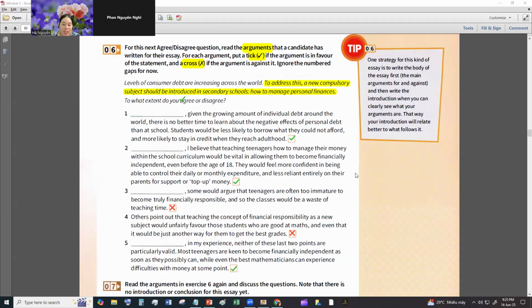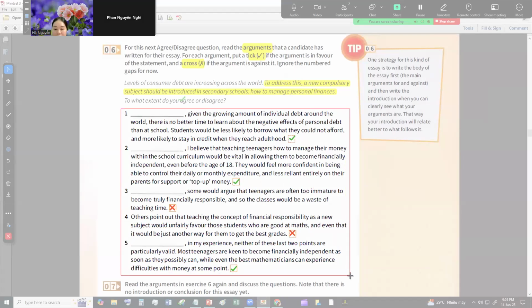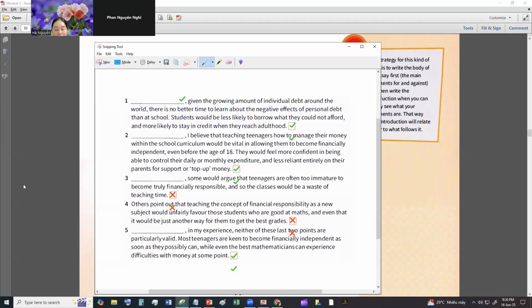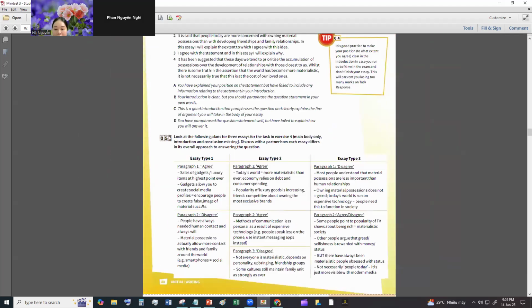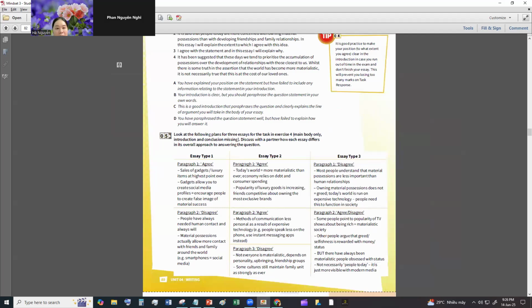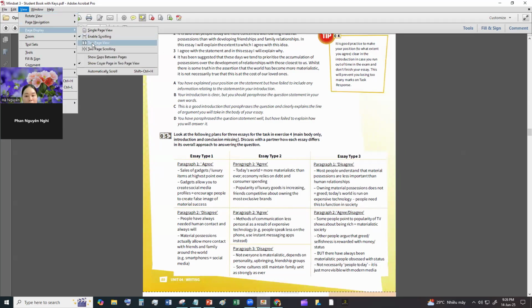So do you see something familiar? What plan is this? Okay, just remember plan 1, type 1, type 2, type 3. So if you have to group the ideas into the types, essay type 1, essay type 2, essay type 3, which type would you group? Okay, so I'll just copy this and I'll delete everything on the screen and view 2 pages.